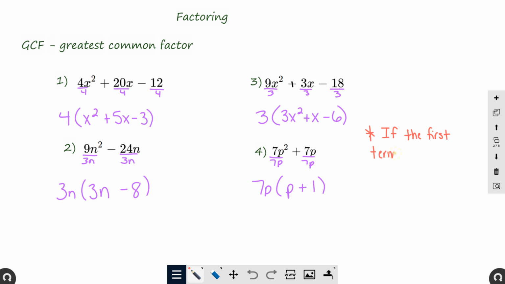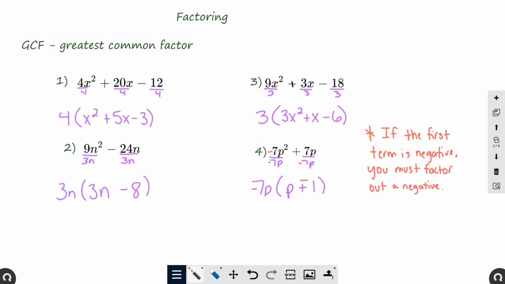If the first term is negative, you must factor out a negative. But that's the only time that you do that. So, for example, if this first term was negative 7p squared, we would factor out a negative 7p here. And then if you had to factor that out, that would change this sign from positive to negative. But we only do that if the first term is negative.